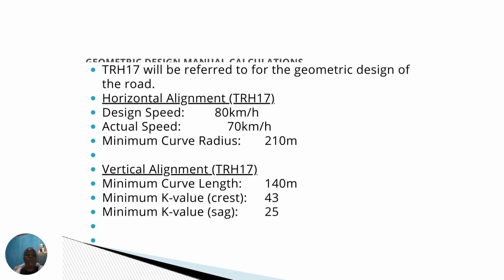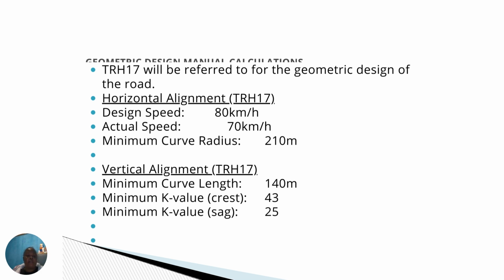TRH17 will be referred to for the geometric design of the road. Now for the horizontal alignment, I used TRH17. The design speed was found to be 80 kilometers per hour, the actual speed being 70 kilometers per hour, and the minimum curve radius 210 meters. Vertical alignment, as per TRH17, the minimum curve length is 140 meters.